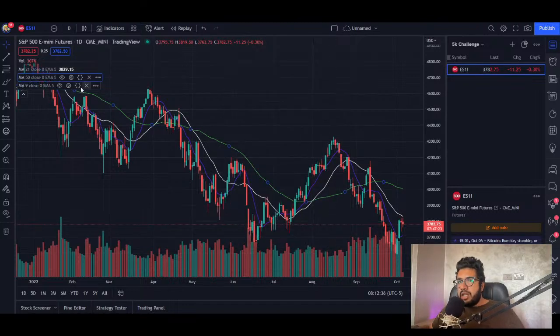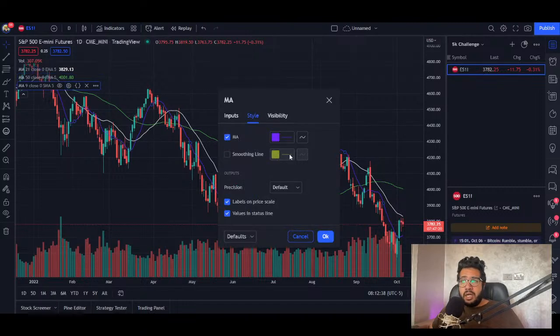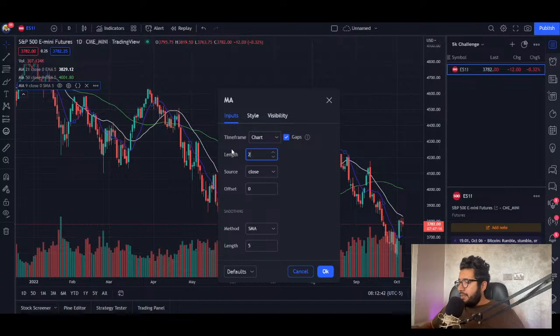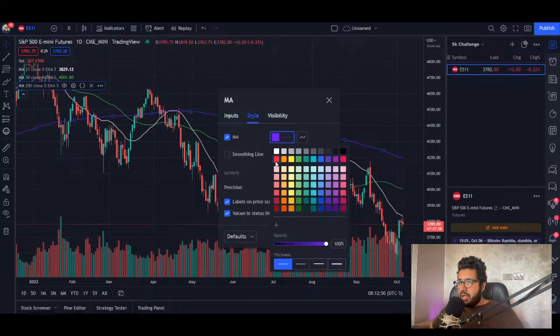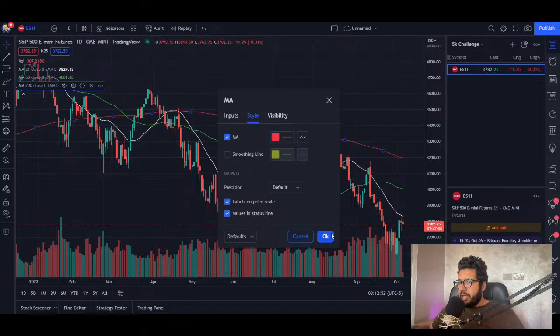And then we're going to finally add the 200 EMA, which is one of the most important EMAs you can look at. It is extremely important for longer time frames. So we have here the 200 EMA. I'm going to keep it in red, right? Because it's important. Okay, and we click OK.